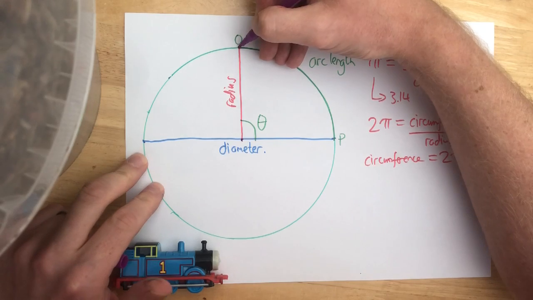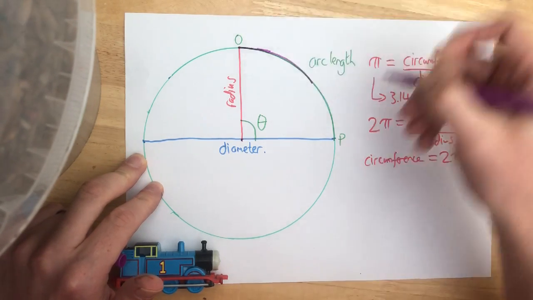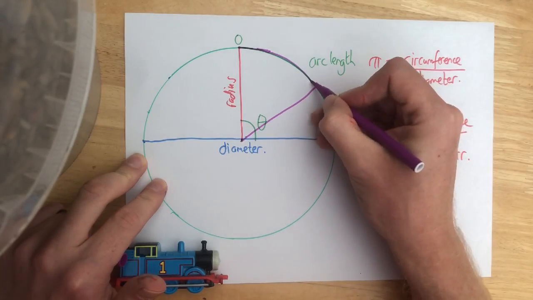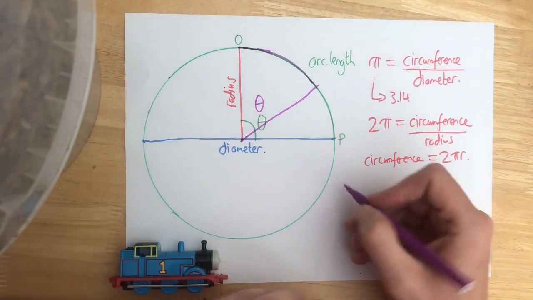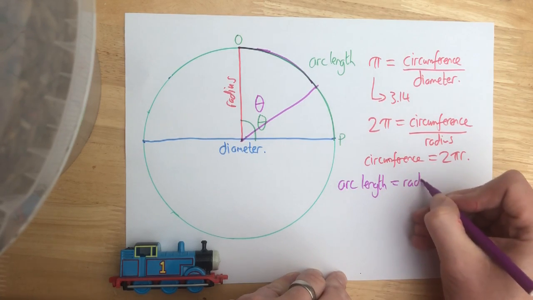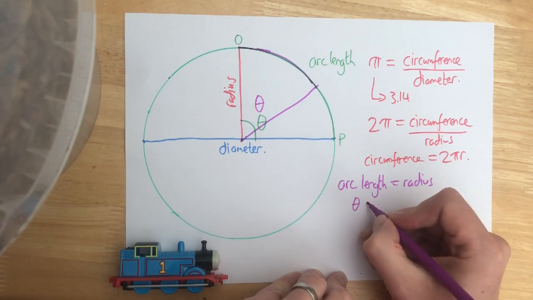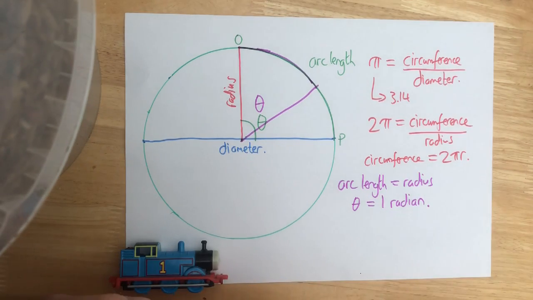But if we made it so that the arc length was exactly the same as the radius, which I'm going to approximate to be around there, and then in purple I have that particular angle. When the arc length equals the radius, that angle theta is defined as being 1 radian. That's an absolutely key bit of information: instead of working in degrees, most of the time we will be looking at angles in radians.